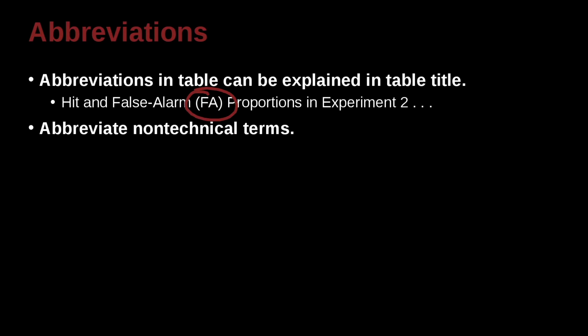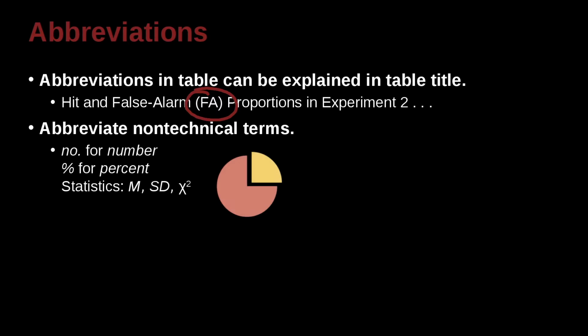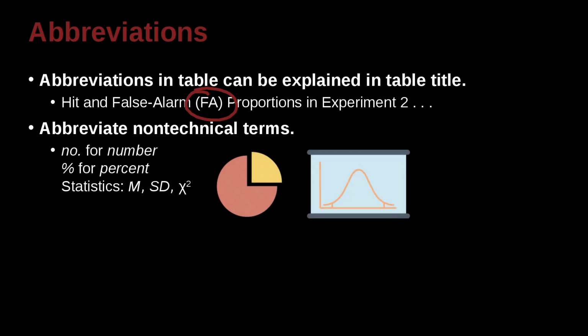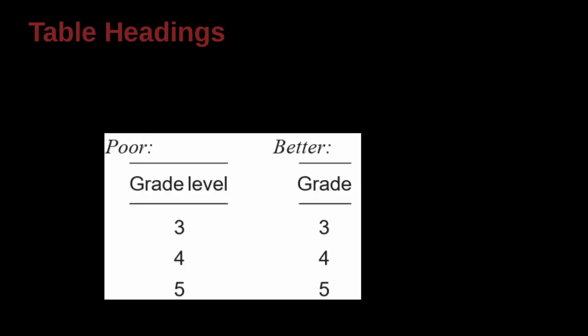You can abbreviate non-technical terms. So for example, you could say NO for number, NO period. You could say percent sign for percent. For statistics, you could write M, you could write SD, standard deviation, you could write chi-squared. So you can use these ways to try to make your table title a little bit shorter.